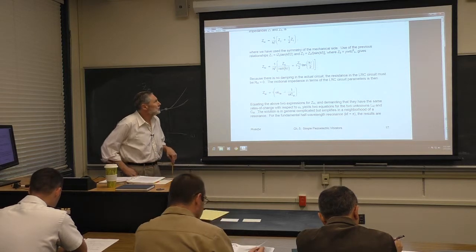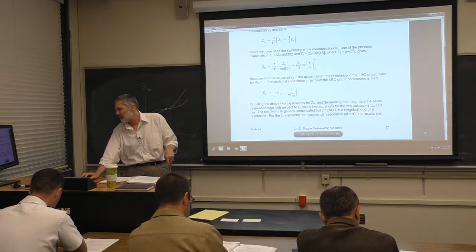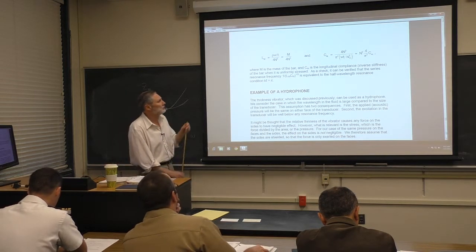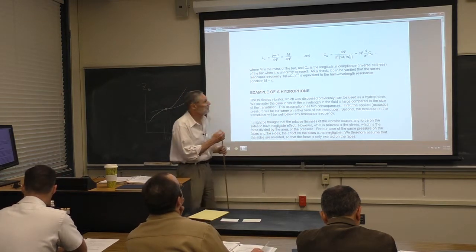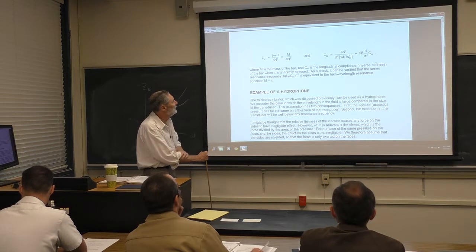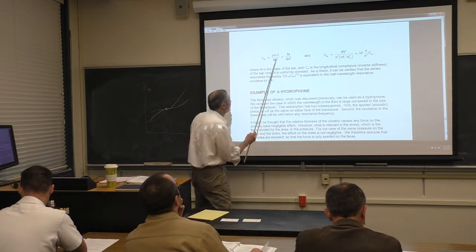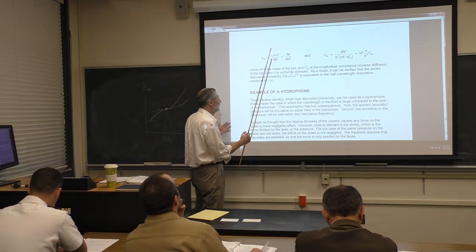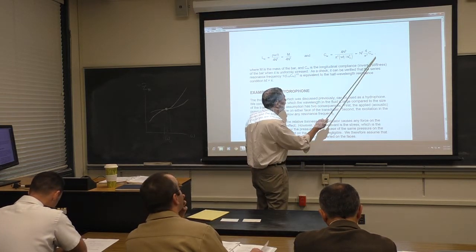Okay, so when you do that, you have two equations and two unknowns. It turns out you can find a solution. We're focusing on the fundamental, and this is what you get for those parameters of the simplified circuit, the motional values. And it's not surprising this is proportional to the mass, okay? Because inductance is associated with inertia, and this is with the capacitance, with the compliance.